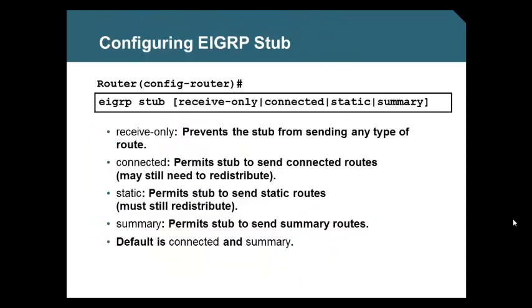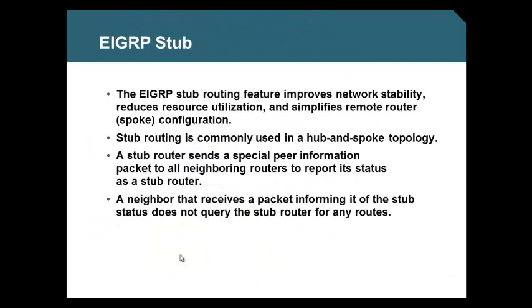If you see here, the definition is like this. The stub router sends a special peer information packet to all the neighbor routers to report its status as what? As a stub router. A stub router is nothing but a router that can say, I don't know. I'm not responsible.